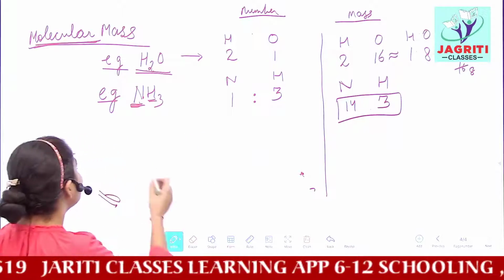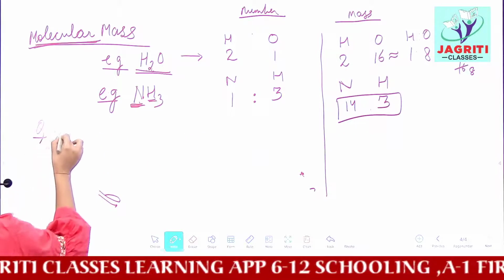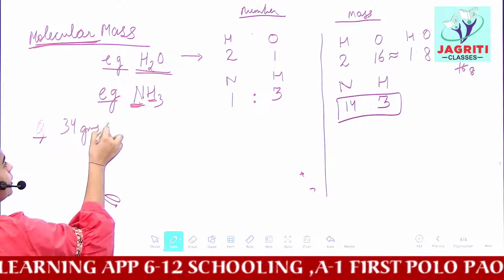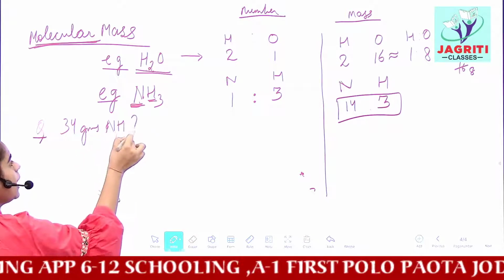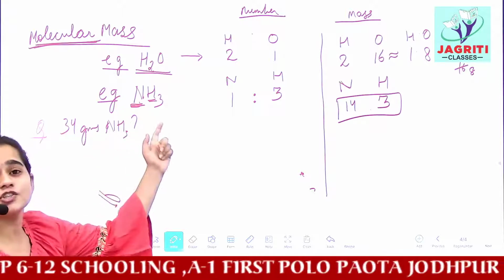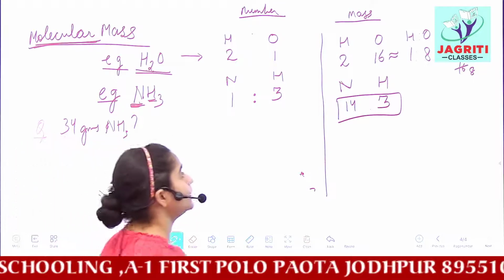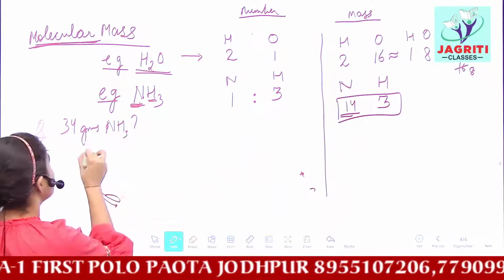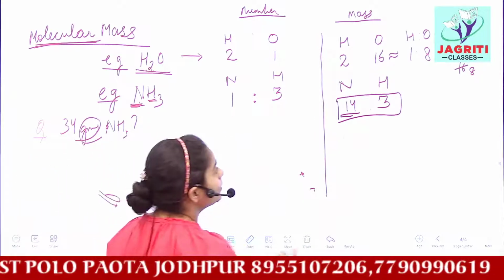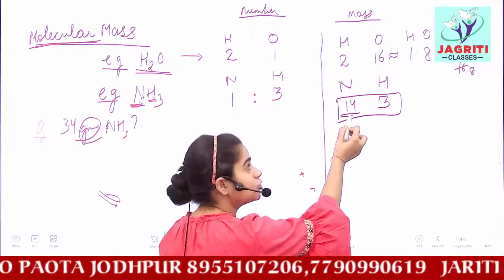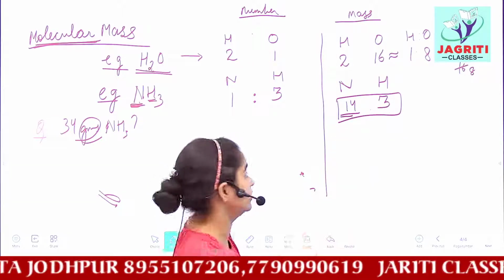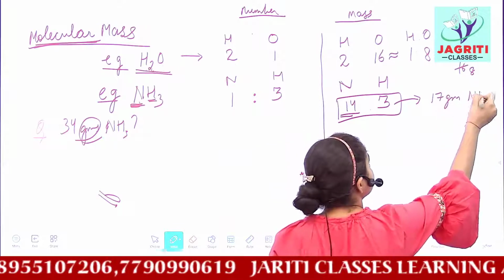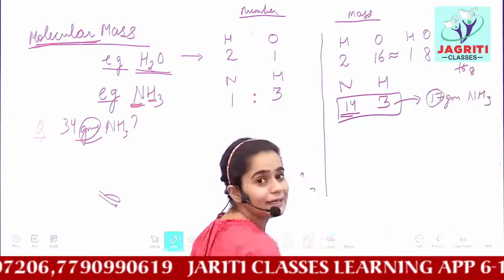If I ask you a question, to get 34 grams of ammonia, NH3, how much nitrogen and hydrogen do you require? So you get that if I combine 14 grams of nitrogen with 3 grams of hydrogen, according to mass I am talking, because here mass is asked, then I get 17 grams of ammonia. 17, how did 17 come?